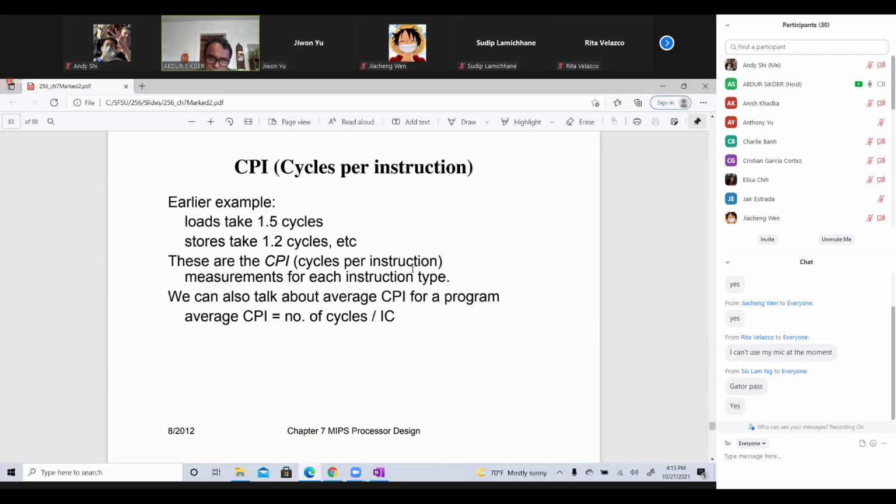Cycles per instruction, another calculation. CPI. Loads take 1.5, stores take 1.2. So the cycles per instruction measurement for each instruction type will be the number of cycles divided by the instruction count. So this calculation is used to calculate the performance of a program. I'm not very keen on the performance topic because it's not the focus of this chapter.